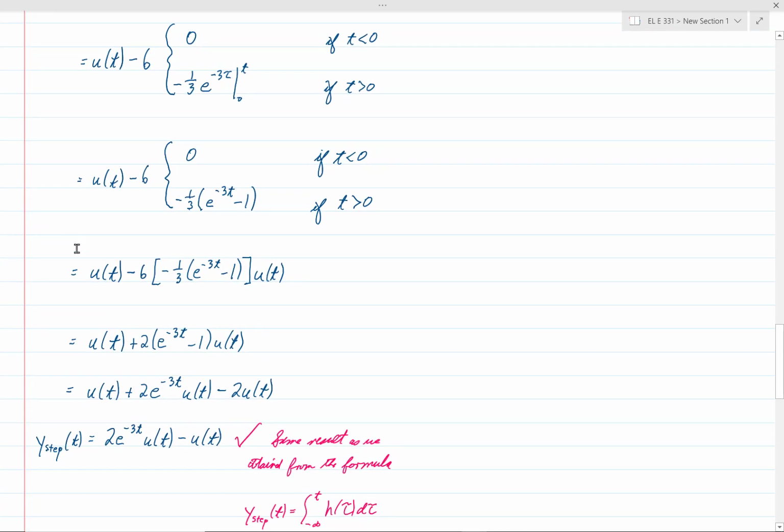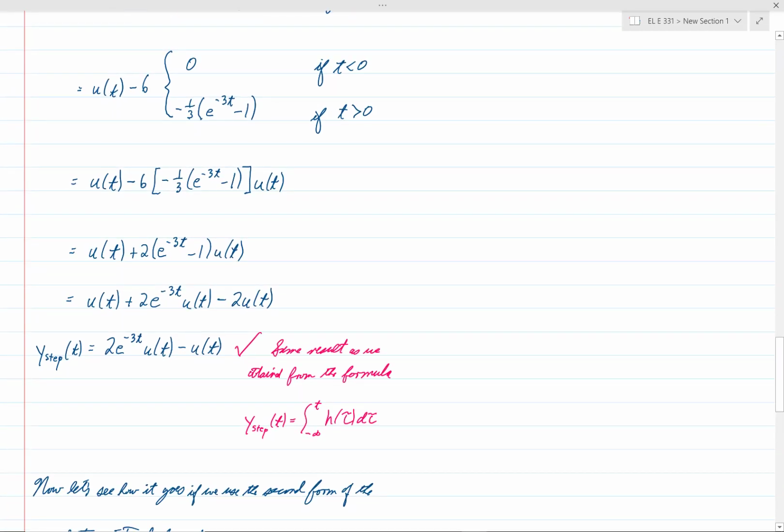And now the way that we can write all this stuff in the brackets much more compactly is just to write it as minus 1/3 times e to the minus 3t minus 1, times u of t. That takes care of the fact that it's equal to that exactly when t is greater than 0, but it's equal to 0 when t is less than 0. Now we come down, we're almost done. The u of t comes down, minus 6 times minus 1/3 gives us a plus 2, and then we have the e to the minus 3t minus 1 and u of t.